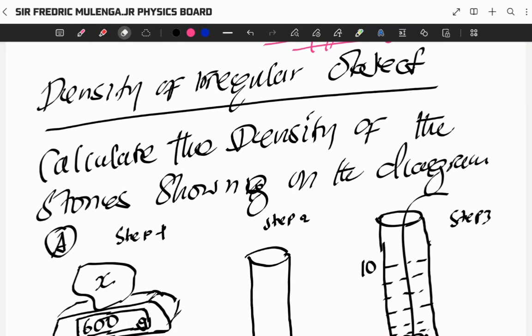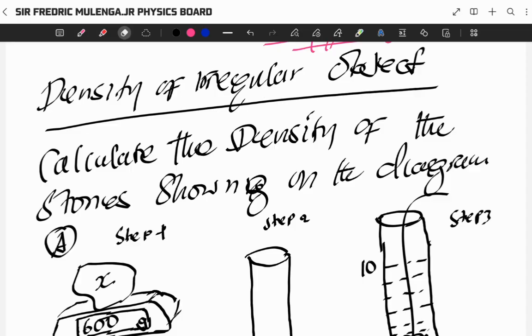Okay, so we begin with the density of an irregular object. What are the key things you are supposed to remember here? You must know how to find the volume of an irregular substance such as a stone, and we learned how to find the volume of these irregular objects. Then the mass will be given to you, or it will be measured on the electronic balance or any other instrument that we use to measure mass. Then you use that mass in your calculations.